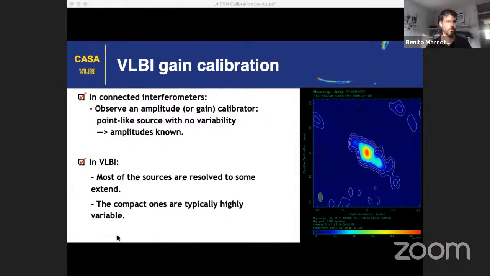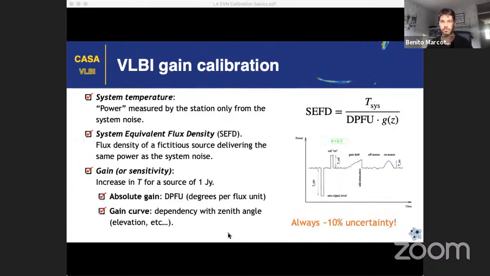And the other thing is that if you find a source that is completely compact, even on VLBI scales to the milliarcsecond level, then that source is likely to be highly variable, because mostly they will be blazars if it's a strong extragalactic one, and that means that it will likely show high variability. So you don't have an absolute amplitude, or you don't know the absolute flux to scale them. That's why you cannot use an amplitude calibrator in VLBI data, but you need to rely on the system temperatures that you measure during the observation.